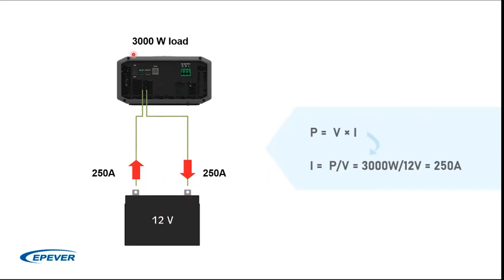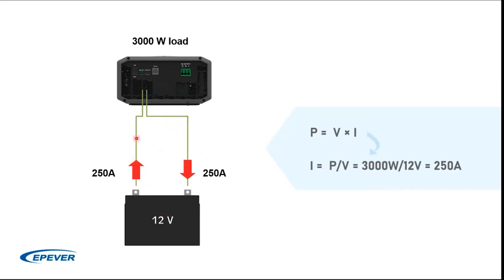So you can see that we have an inverter of 3000 watts. Let's assume that it's working at its full load, so we have a 3000 watt load in the system. And then we have a 12-volt battery. So what's happening? We will have 250 amperes of current in our system.